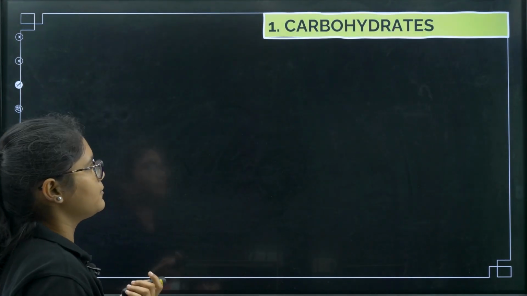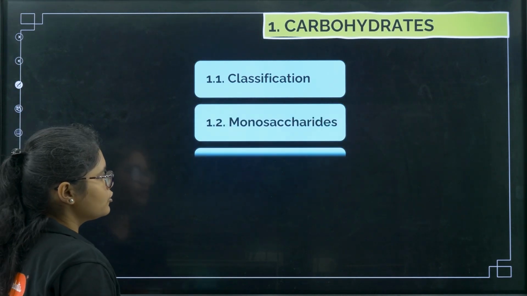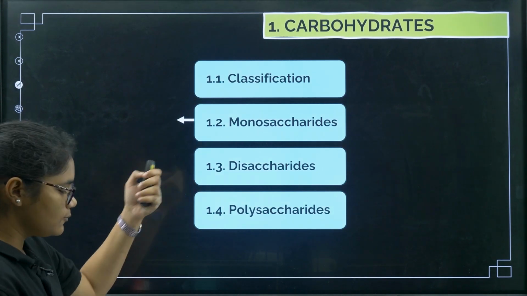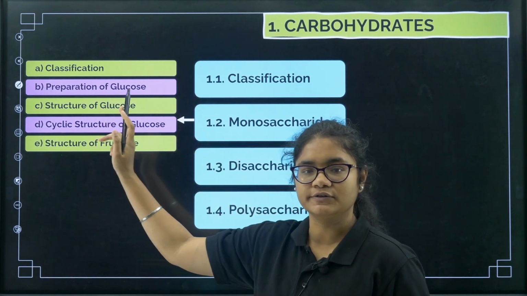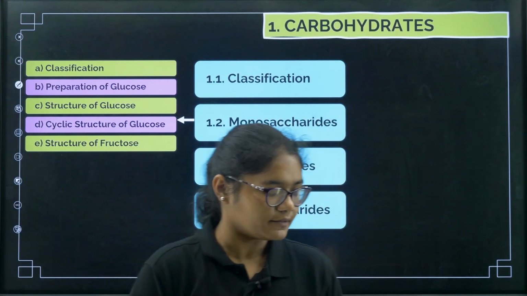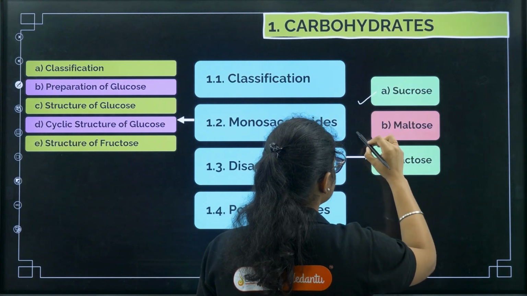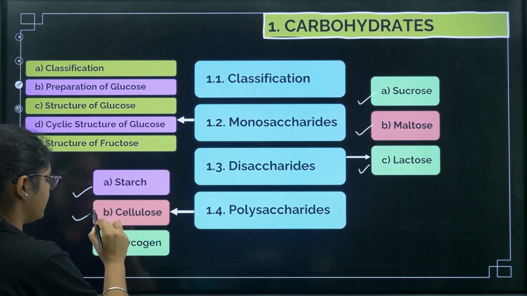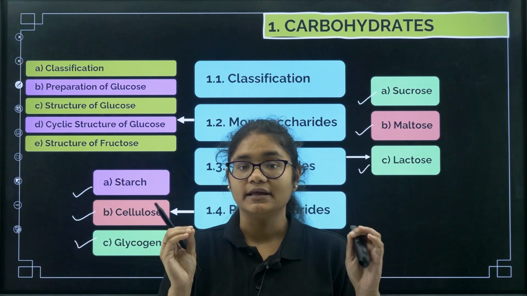Now coming to carbohydrates. First of all, what are we going to study in carbohydrates? Its classification, monosaccharides, disaccharides and polysaccharides. Under monosaccharides we are going to study the classification of monosaccharides, preparation of glucose, structure of glucose, cyclic structure of glucose and structure of fructose. Under disaccharides we are going to study sucrose, maltose and lactose. And under polysaccharides we are going to study starch, cellulose and glycogen. These will be the topics that we are going to cover in today's class.